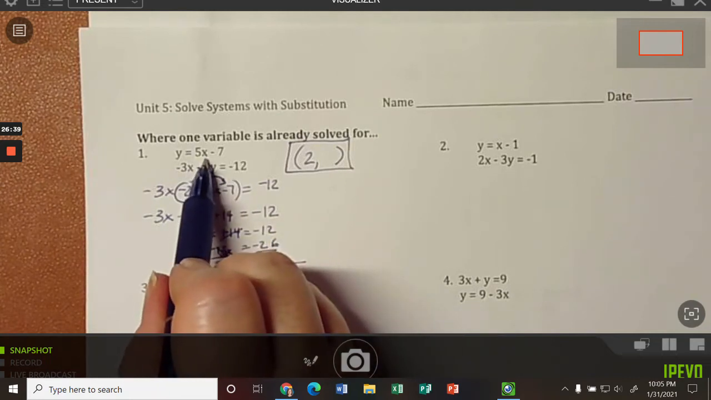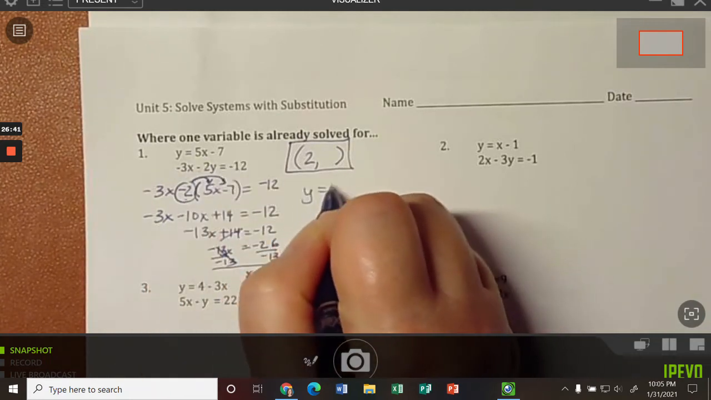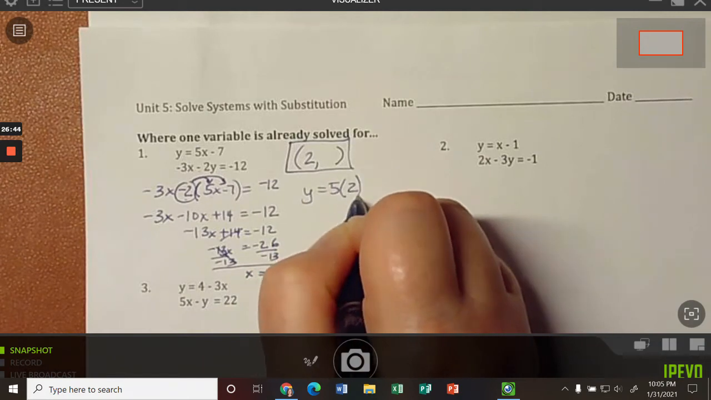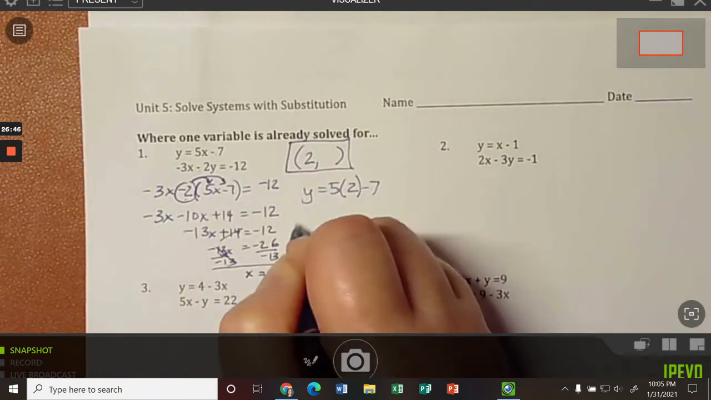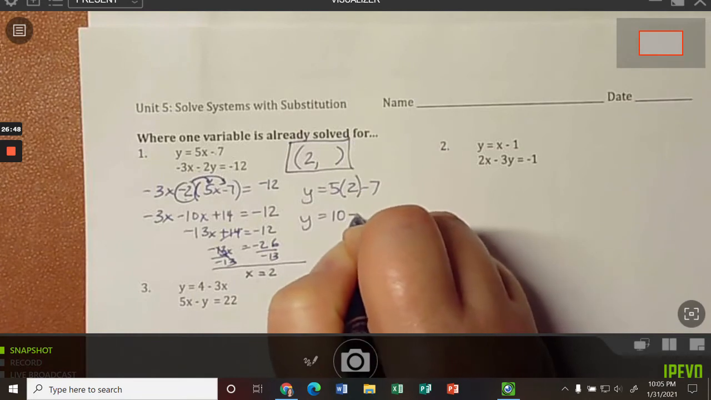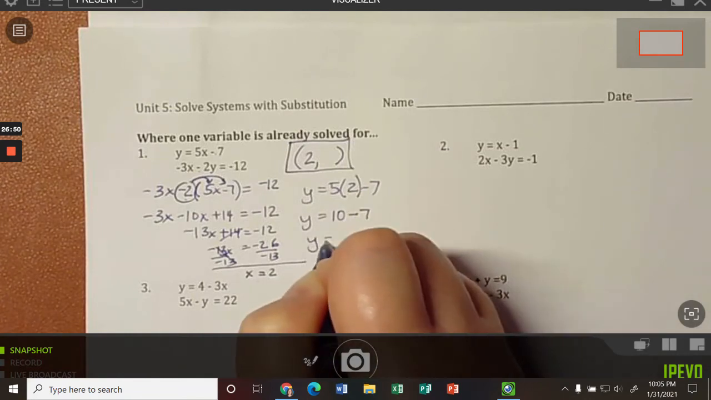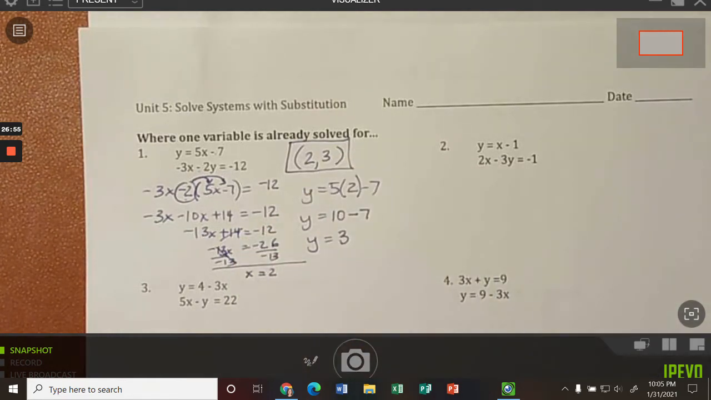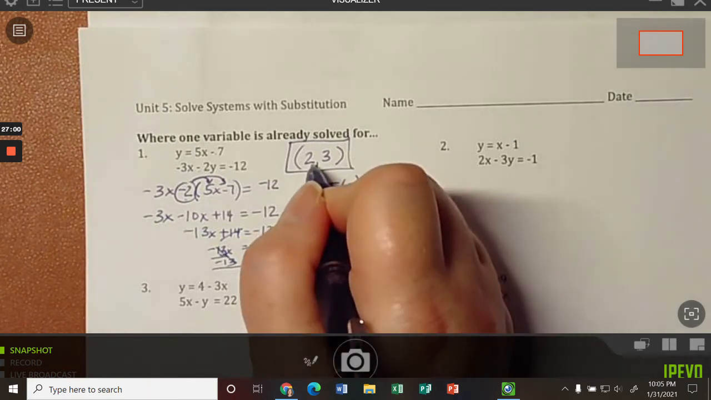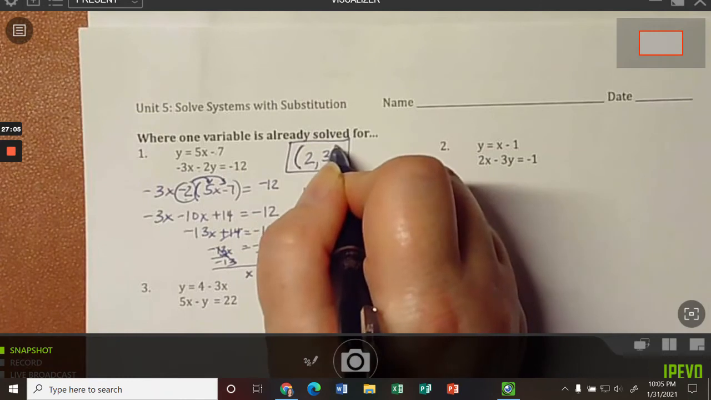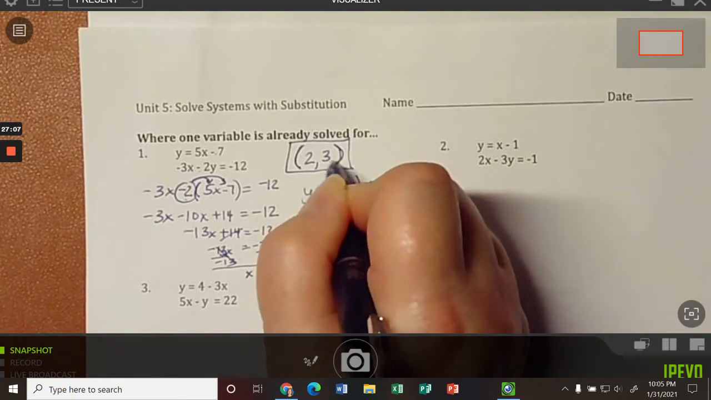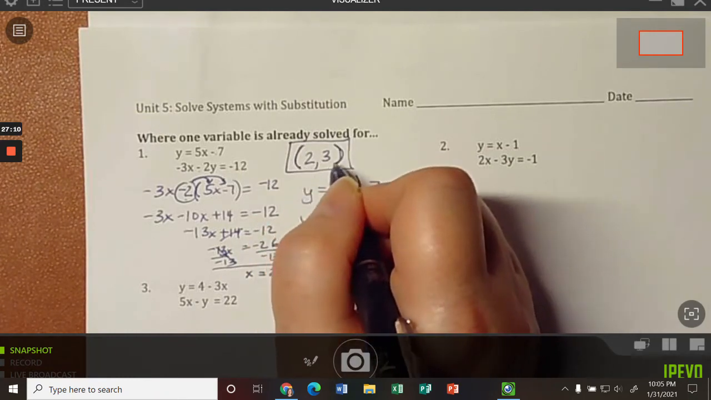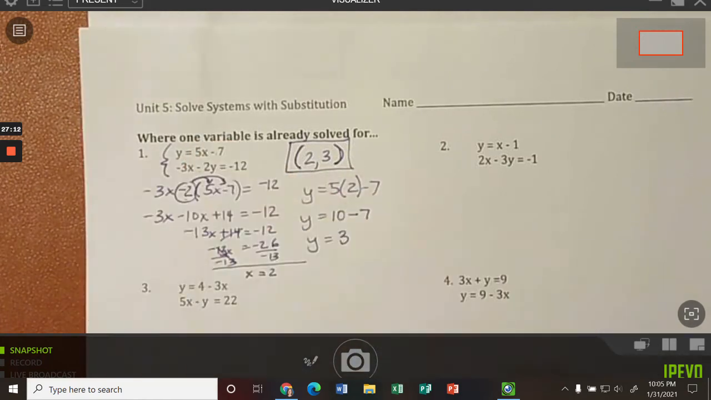I'm going to sub that in right here. So y equals 5 times 2 minus 7. So y is equal to 10 minus 7. Y is equal to 3. So my y value is 3. My solution is 2, 3. Okay, so when we write ordered pairs, remember our x and y values are separated with a comma. And then we always have our parentheses, because that indicates to the reader that this is an ordered pair to be graphed. Okay, so that's the solution of that first system.